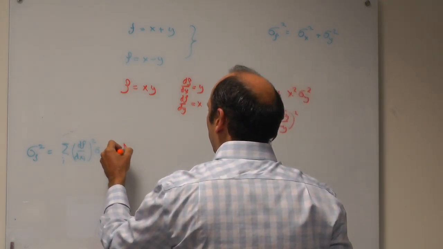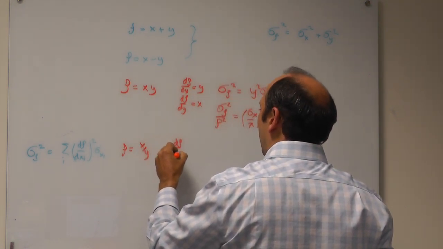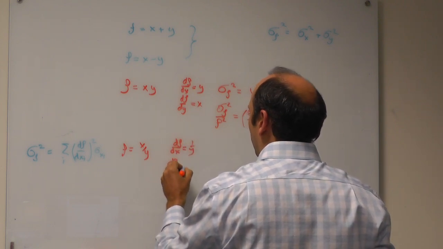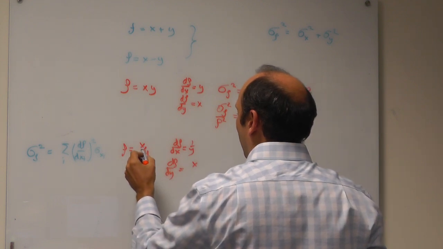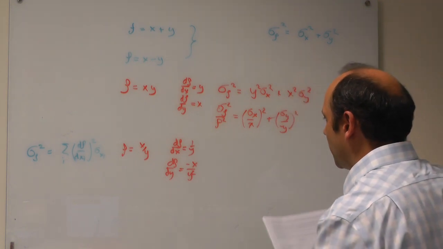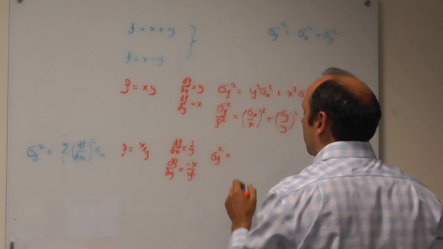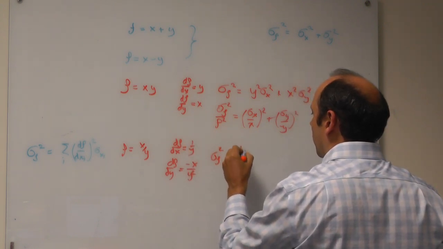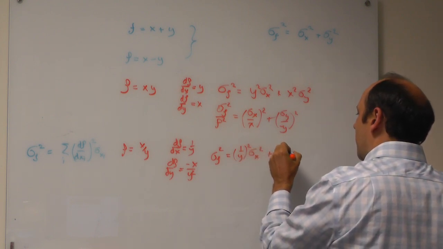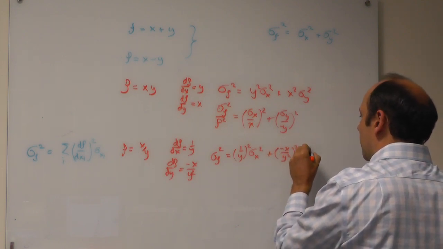And if we carry on, we can do f equals x over y. Now, df/dx is equal to 1 over y, and df/dy is, well, the x stays the same, and I get a minus 1 over y squared when I differentiate it. So now I can say sigma f squared is equal to (1 over y) all squared sigma x squared plus (minus x over y squared) squared sigma y squared.